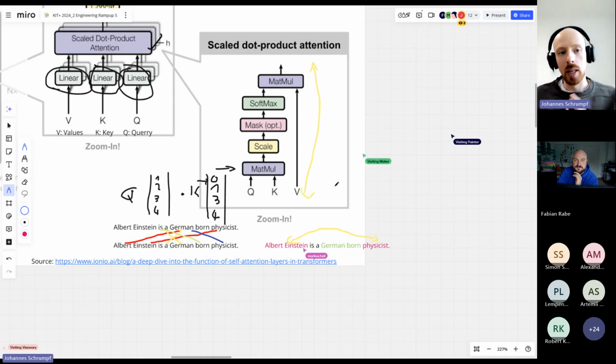And you parallelize this to be able to extract more and more information from this sentence. Because in the example that we looked at, we only looked at this semantic relationship between Albert Einstein being a physicist, but maybe in other tasks, the grammatical information that is inside a sentence is also important.